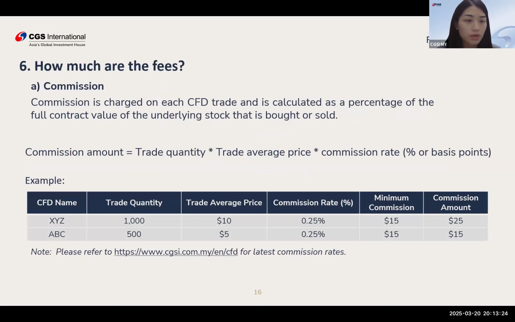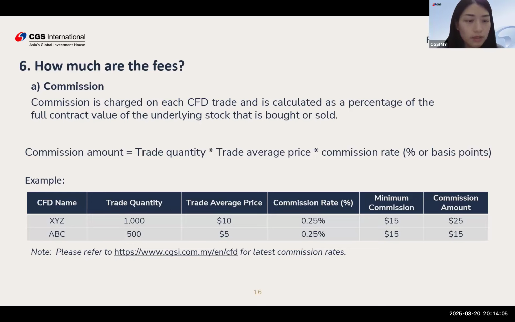Okay, next. How much are the fees for CFD? First, there is commission. Our commission is charged on each CFD trade and calculated based on a certain percentage of the full contract value of the underlying stock, whichever is bought or sold. The formula is quantity times the average trade price times the commission rate. For example, if you are trading XYZ CFD with 1,000 units at $10 with commission of 0.25% or minimum of $15, the commission is charged on $25.